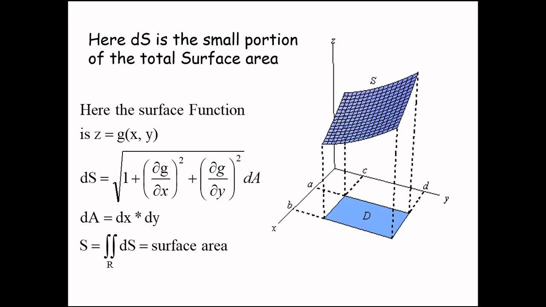So the basic definition of surface integrals is given here. S is equal to the double integral of dS over R, where dS is your small component of the surface and R is your region. dS is given by this formula, which is the square root of 1 plus (del g by del x) the whole squared plus (del g by del y) the whole squared, where z is equal to g of x comma y, the function of your object in 3D.